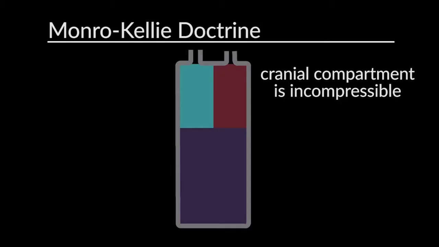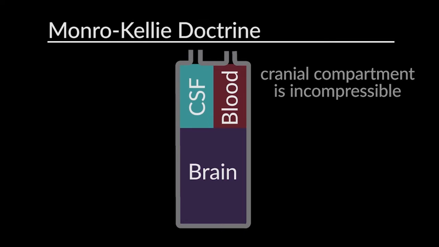So the first thing I'd like to talk about is the principles behind brain swelling in terms of the Monro-Kellie Doctrine, which you may be familiar with. Essentially, this doctrine states that the cranial compartment is incompressible, so the volume inside is fixed. There are 3 things inside the cranium that make up its volume: brain tissue, blood, and CSF. Because the volume is fixed, these 3 things maintain an equilibrium such that when the volume of one component increases, the volume of another decreases.